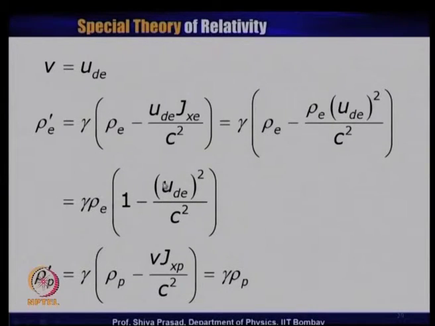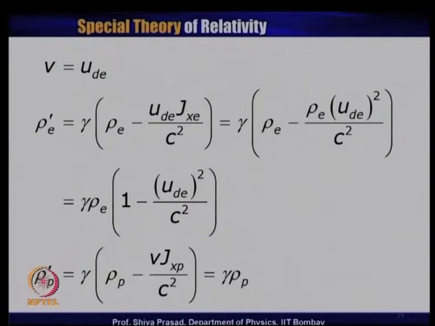UdE is the drift velocity of electrons as was seen in S frame. So, this will be the charge density of electrons which will be seen in S prime frame of reference. What will happen to the charge density of positive charge carriers? I will write exactly the same equation, gamma rho p minus V jxp divided by c square, where jxp is the current density of positive charge carriers in S frame.